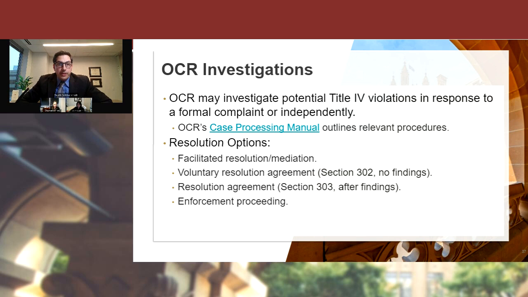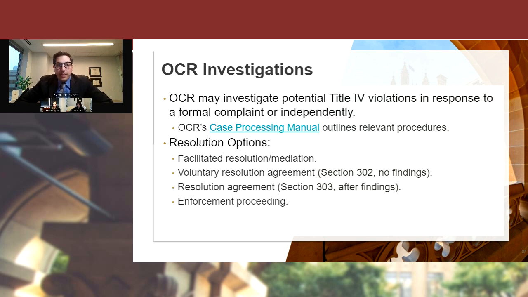OCR's case processing manual outlines the procedures, right? So OCR can start this, and it has to do it consistent with this case processing manual. And for institutions going through it, it gives a helpful outline of what to expect, how to expect it, what OCR can do, and what they can't do.